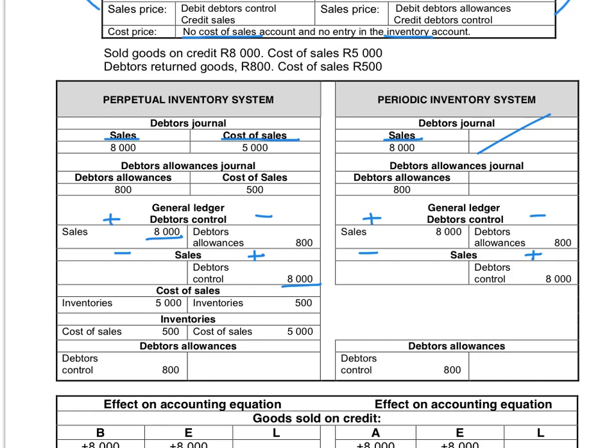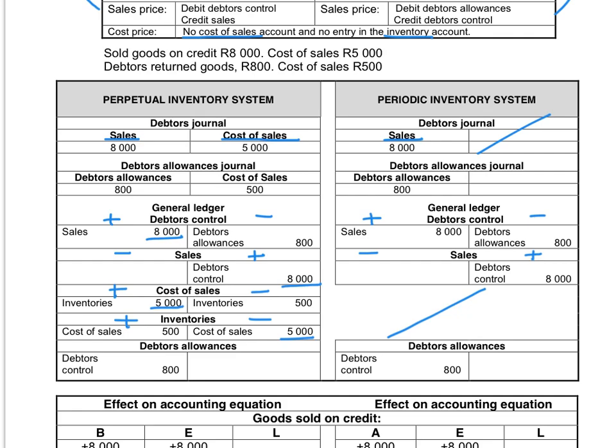In the perpetual system, you will complete a second double entry for the cost of sales. So cost of sales is debited because expenses increase on the debit side. Inventory is credited because you are selling inventory and inventory decreases on the credit side. There will be no entry for cost of sales or inventory.